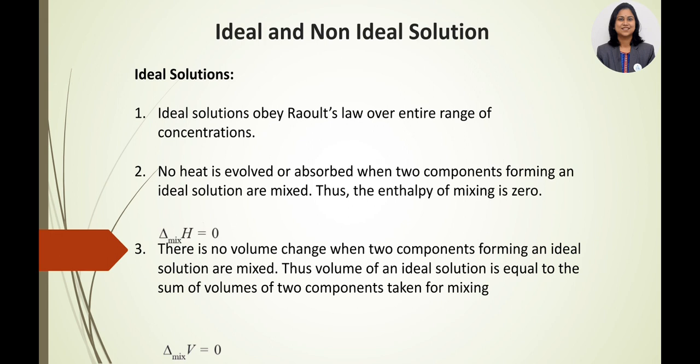We get 0 after mixing ideal solutions. When the two components are mixed together, there is no volume change when two components forming an ideal solution are mixed. Thus, the volume of an ideal solution is equal to the sum of the volumes of components taken for mixing. So, delta V is equal to 0. So, after mixing the two components and we get a solution, that time delta V is equal to 0.